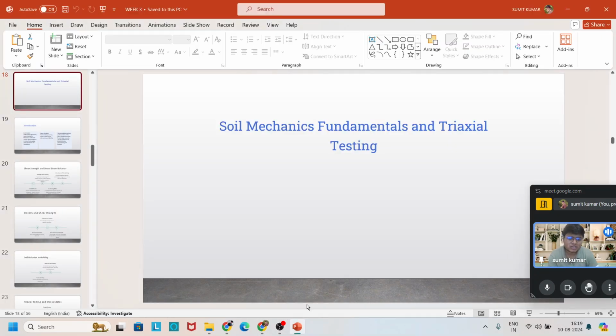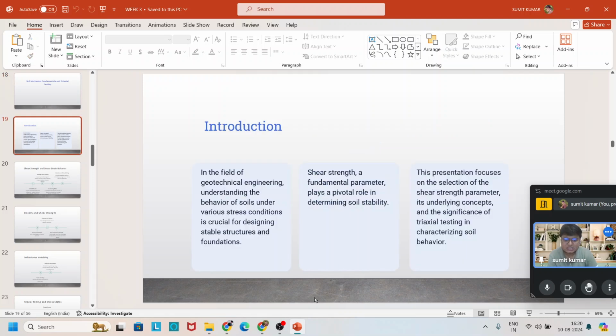Yes. So we are talking about the soil mechanics fundamentals and triaxial testing. So, first of all, starting with the introduction. In the field of geotechnical engineering, understanding the behavior of soil under the various conditions is crucial.